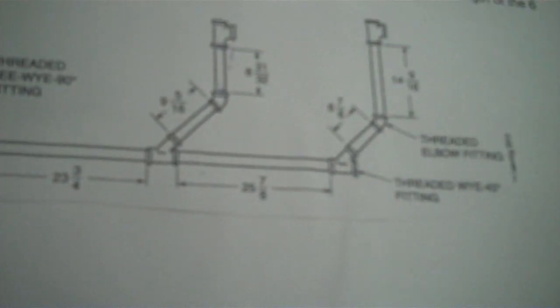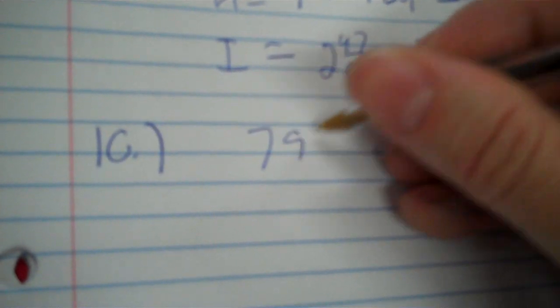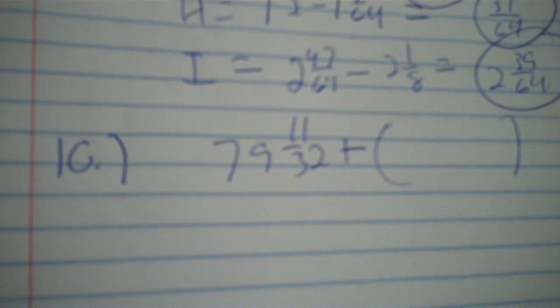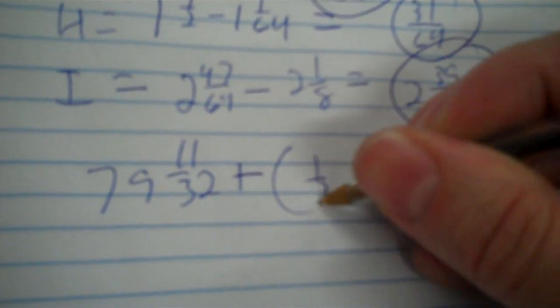So what I'm going to do is add up all the pipe parts that I see. I'll tell you what it adds up to, you don't want to watch me punch numbers into the calculator. It adds up to 79 11/32, but you have to now account for those pieces wedged in that you don't see. So it says they're 1/2 of an inch.